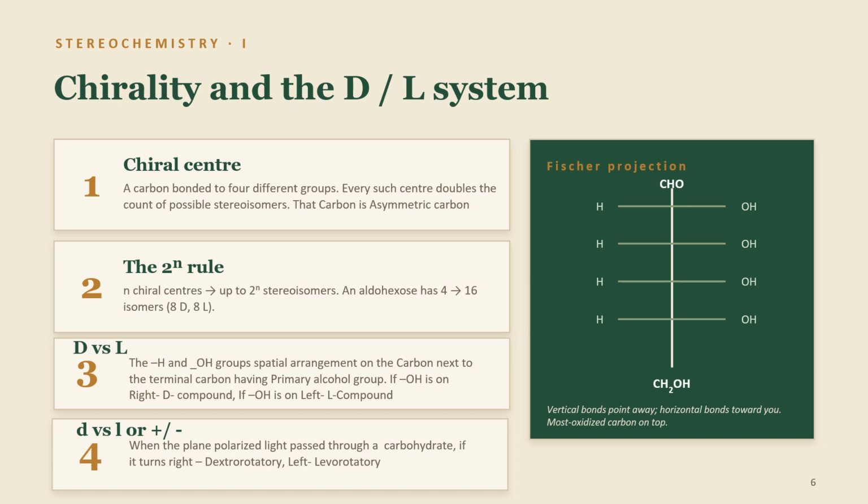Okay, so this is the first one. Second one is small d and small l. Capital D and capital L is about the configuration. Please remember this: capital D and capital L is about the configuration of the OH and its spatial arrangement. Whereas small d and small l is regarding dextro rotation or levo rotation, that is, how it rotates in the presence of polarized light. If it rotates to the right side, it is called dextrorotatory, and if it rotates to the left side, it is called levorotatory. We can write it like small d, small l, or plus or minus.